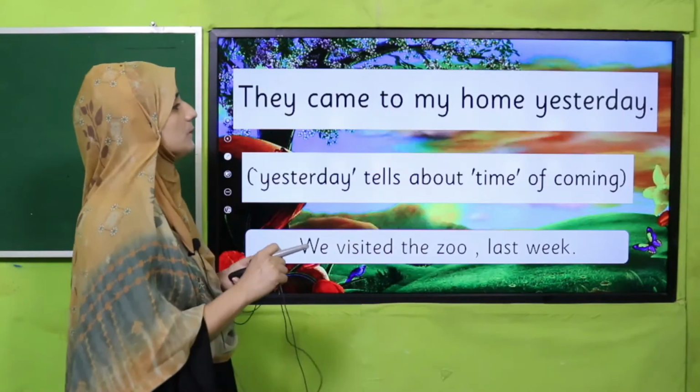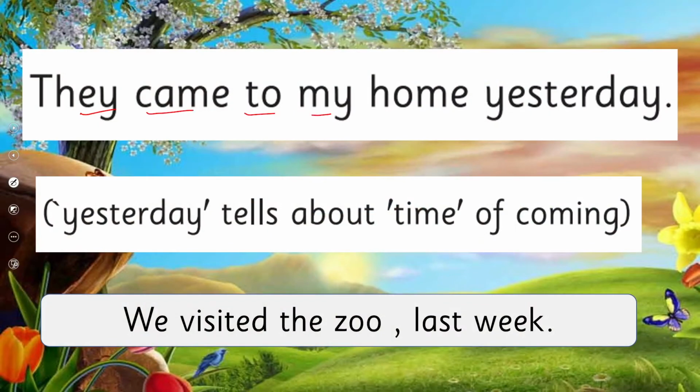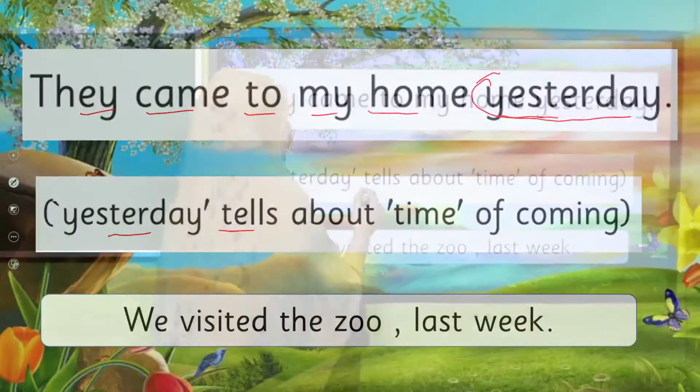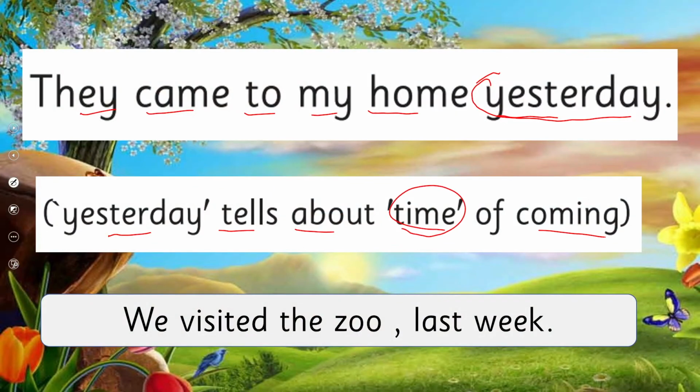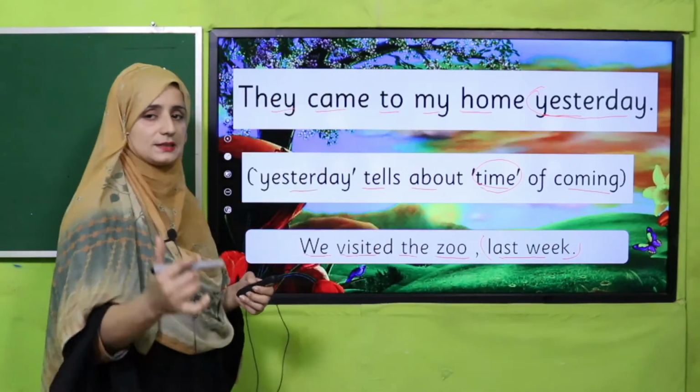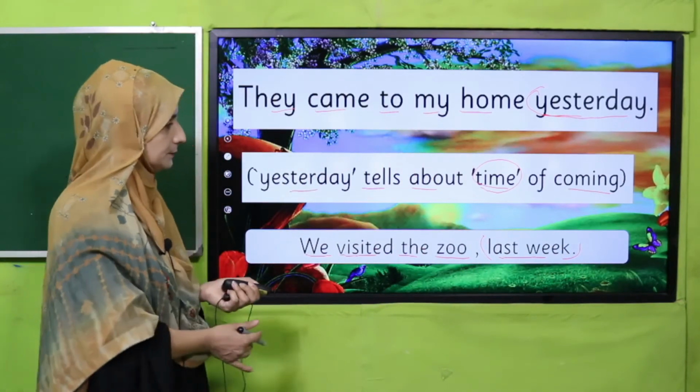You can see in these examples, they came to my home yesterday. So it means they came to our home yesterday. So that yesterday is telling us at which time they came to my home. So yesterday tells about the time of coming. And in this example, you can judge, we visited the zoo last week. So last week is telling when we visited, when was the timing? It was last week and it has gone.